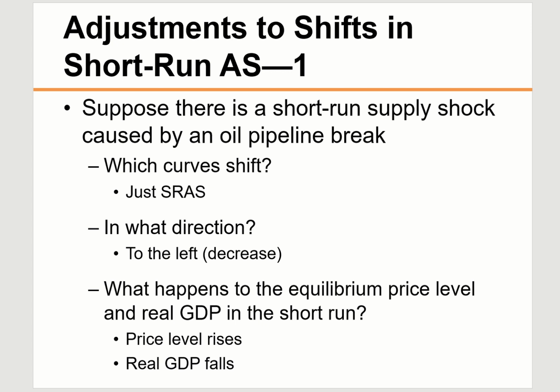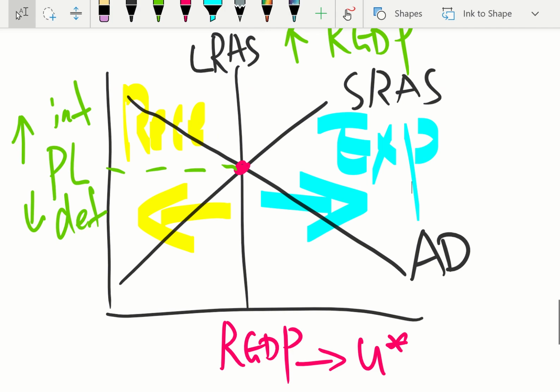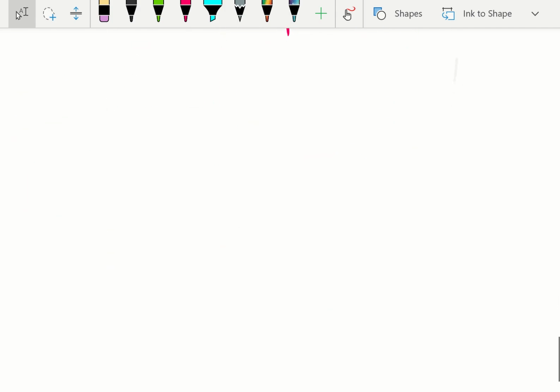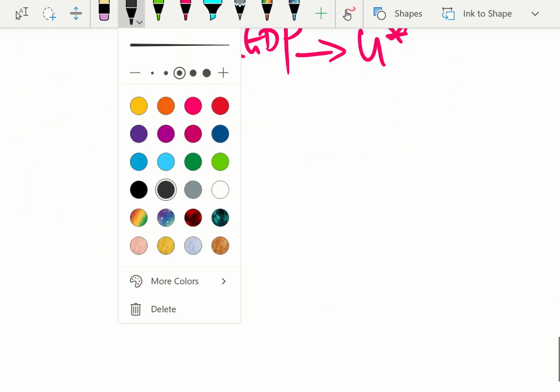But you know, guys, let's do one over here. Let's do one on a separate paper. Okay, so let me show you how this actually works. Let's suppose we have an oil pipe break. So this would be on the short run supply curve. Now for the short run supply curve, these changes are more complex, so make sure to look at it more carefully. Okay, so let's do it together.